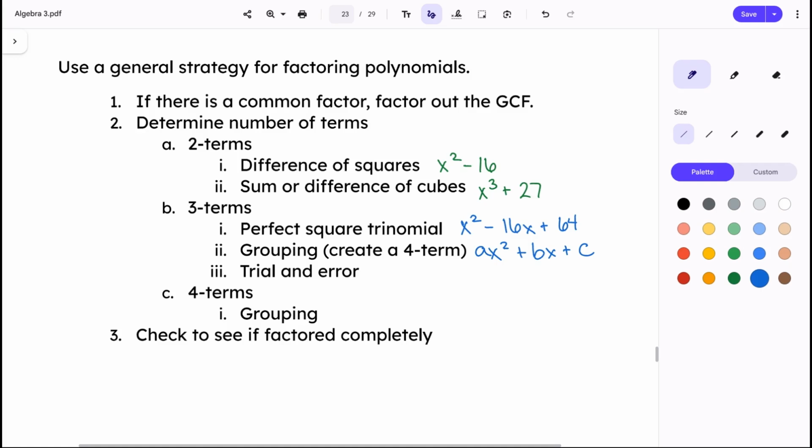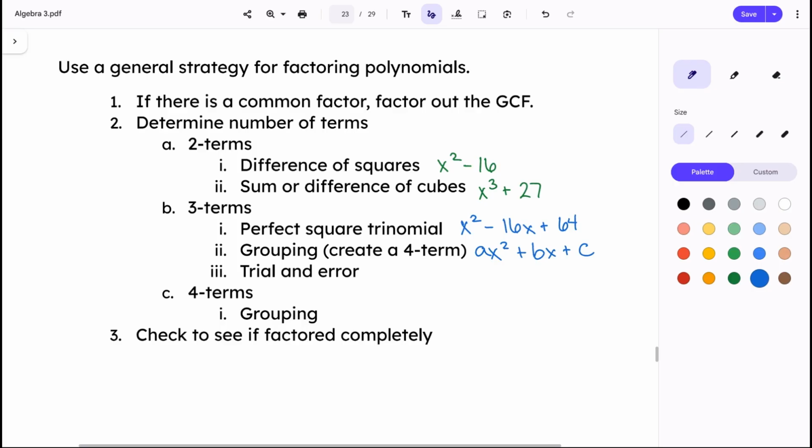The last thing would be trial and error, and I know that's not always helpful, but sometimes you might just have to try and see what happens. And if you can't get it to work, or you've tried multiple approaches, it is possible that you might have something that just can't be factored.